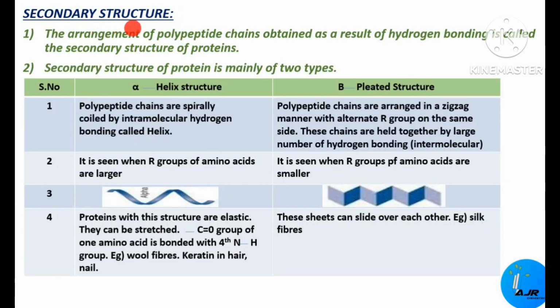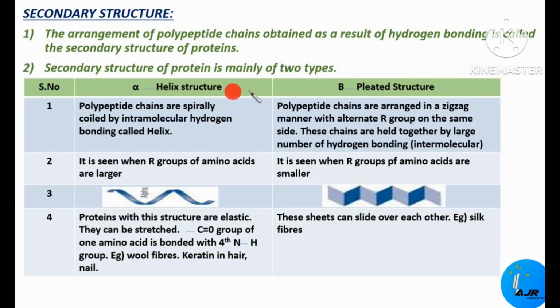The second one is the secondary structure. The arrangement of polypeptide chains obtained as a result of hydrogen bonding is called the secondary structure of proteins. In the primary structure, the amino acids are continuously arranged, linked by peptide bonds. In the secondary structure, the arrangement of polypeptide chains is obtained as a result of hydrogen bonding. The secondary structure of protein is mainly of two types.